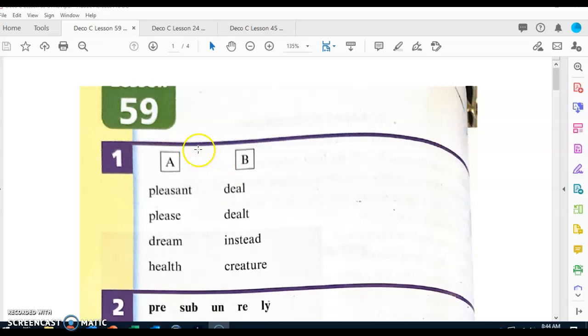Let's look at column B, boys and girls. First word. What word? Deal. Next word. What word? Dealt. Next word. What word? Instead. Next word. What word? Creature.